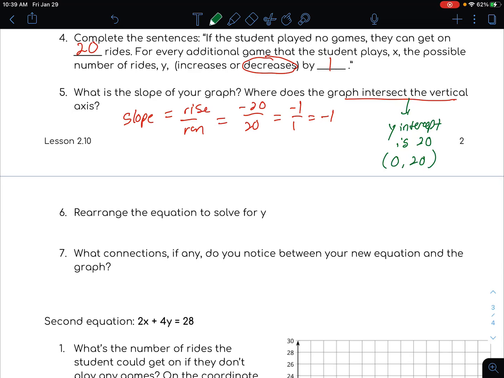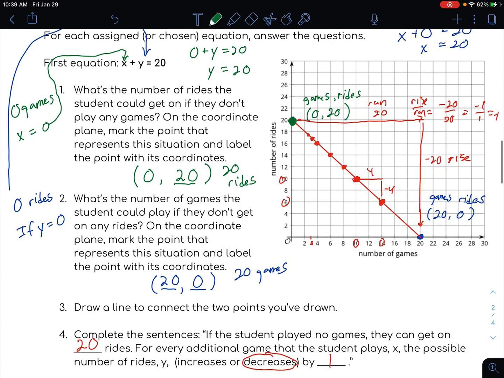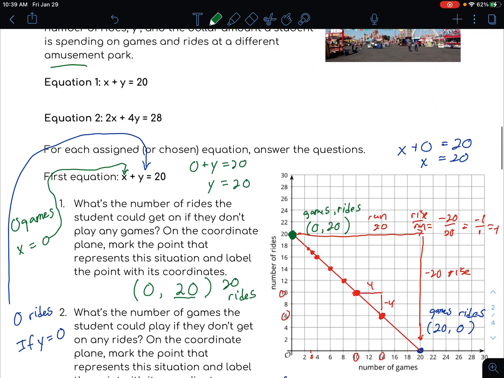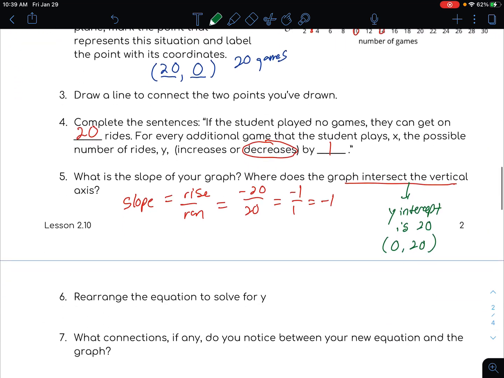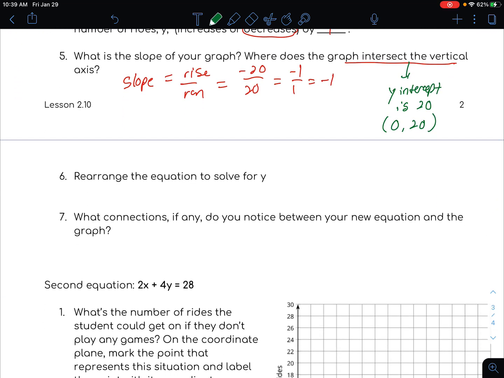All right, so we are going to rearrange the equation to solve for y. So remember up here back in equation number 1, we had x plus y equals 20. And when it says solve for y, remember that means get y by itself. So solving for a variable means to get that variable by itself and get everything over the other side of the equation and simplify as much as you can.